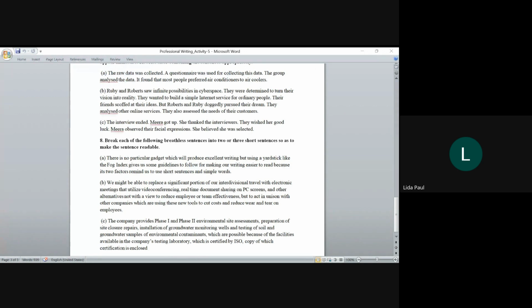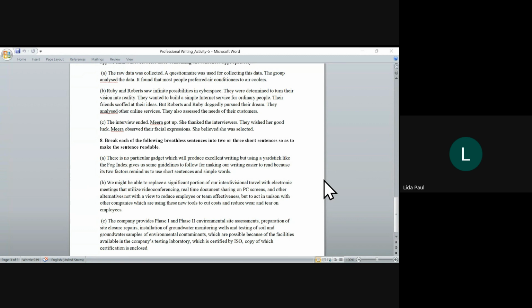So if you're breaking it, then you will have to form something different there, right? That whole portion that follows will have to be rewritten as a different sentence. How can you do that? First part, we are going to write it as: we might be able to replace a significant portion of our interdivisional travel with electronic meetings. Okay, that's where you broke.